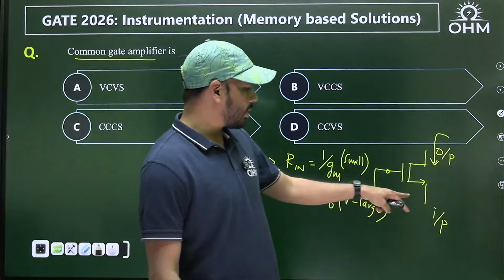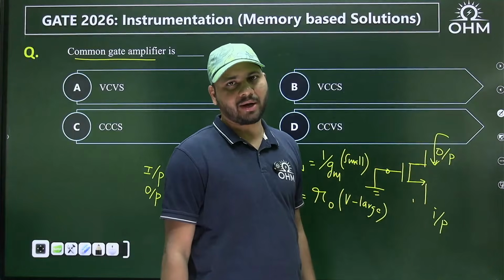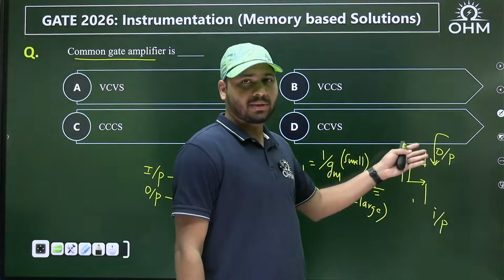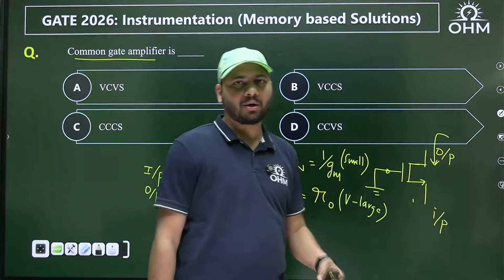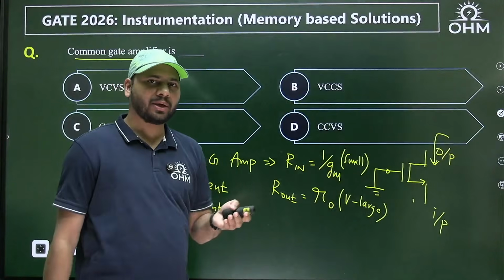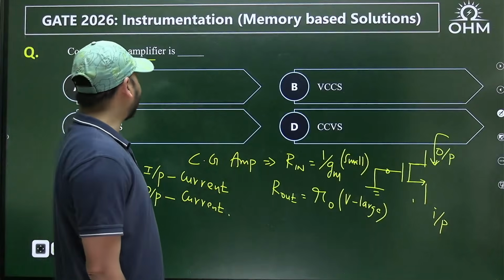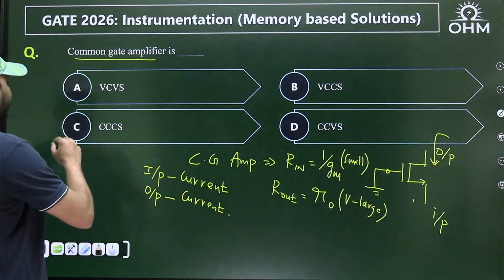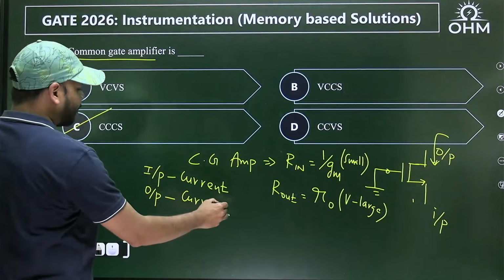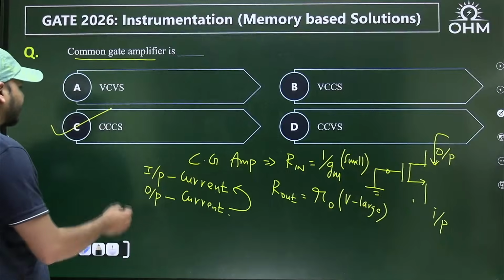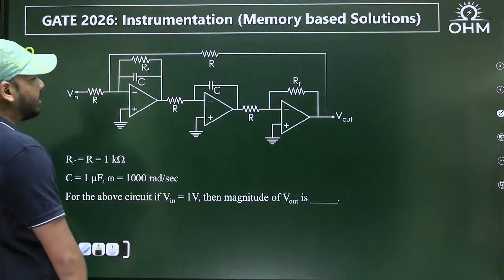Why? Because whatever current flows at the input terminal, that is the source, the same current also flows at the drain. For a MOSFET, drain current and source current are always equal. So output current is the same as input current, which means the current gain is 1. That is why the common gate amplifier is widely used as a current buffer. To answer this question, you have to choose option C, current controlled current source, because the output current depends on the input current. Let's move on to the next question.